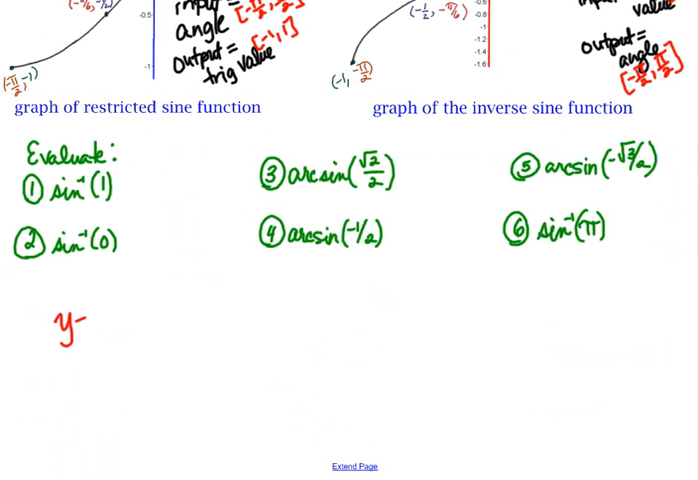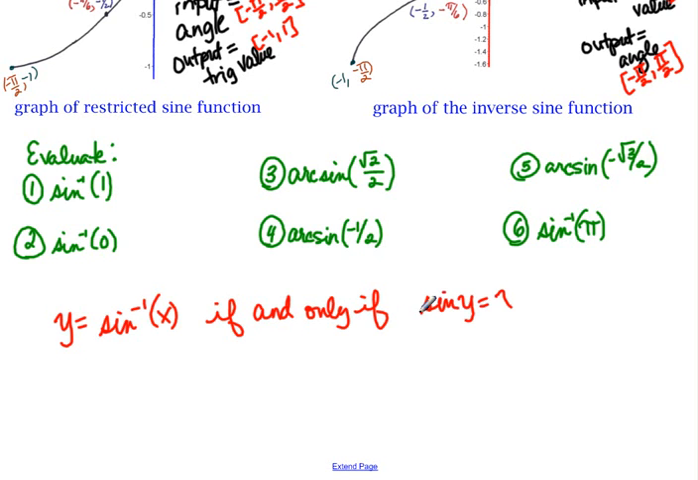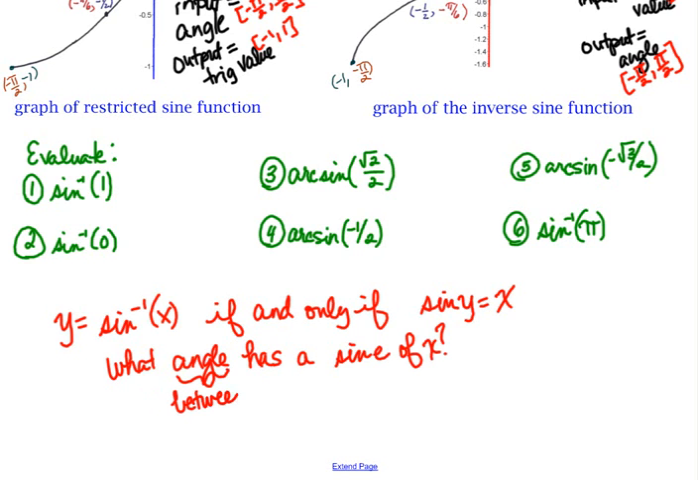Okay? So another thing that we can state here, if you will, we can say this, that if we know that y is equal to the sine inverse of x, that is true if and only if sine of y is equal to x. So you're really asking yourself this question. If you want to evaluate y is equal to sine inverse of x, you're saying what angle has a sine of x? Okay, and in particular, what angle between negative pi over 2 and pi over 2 has a sine of x?